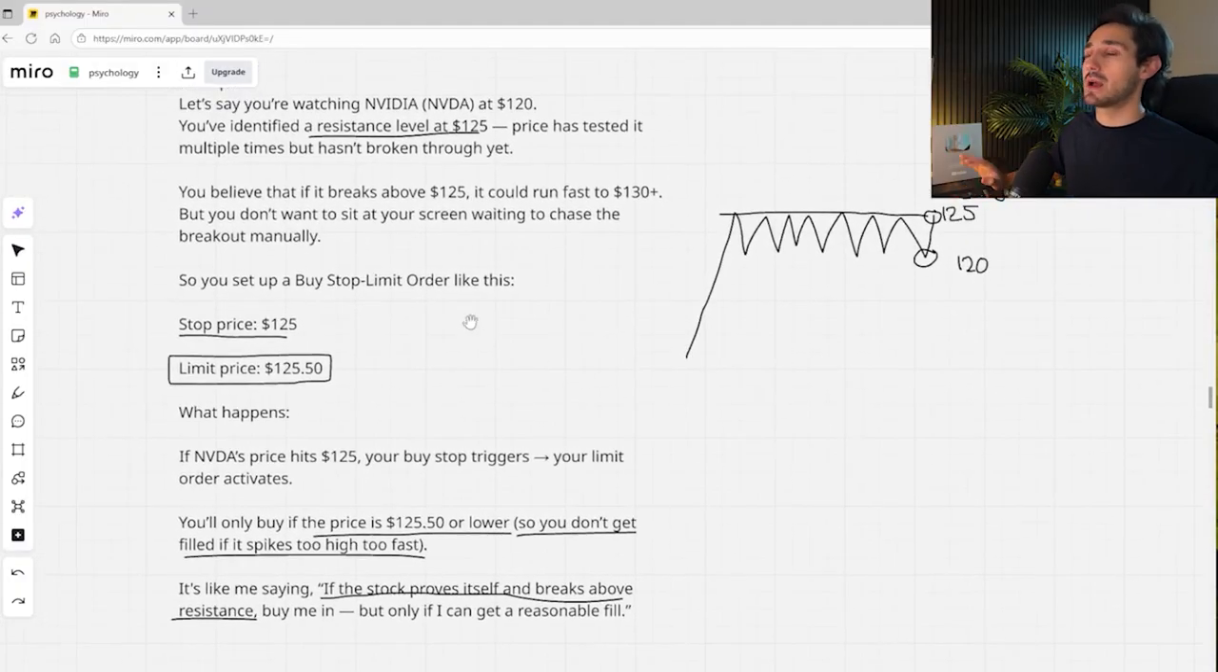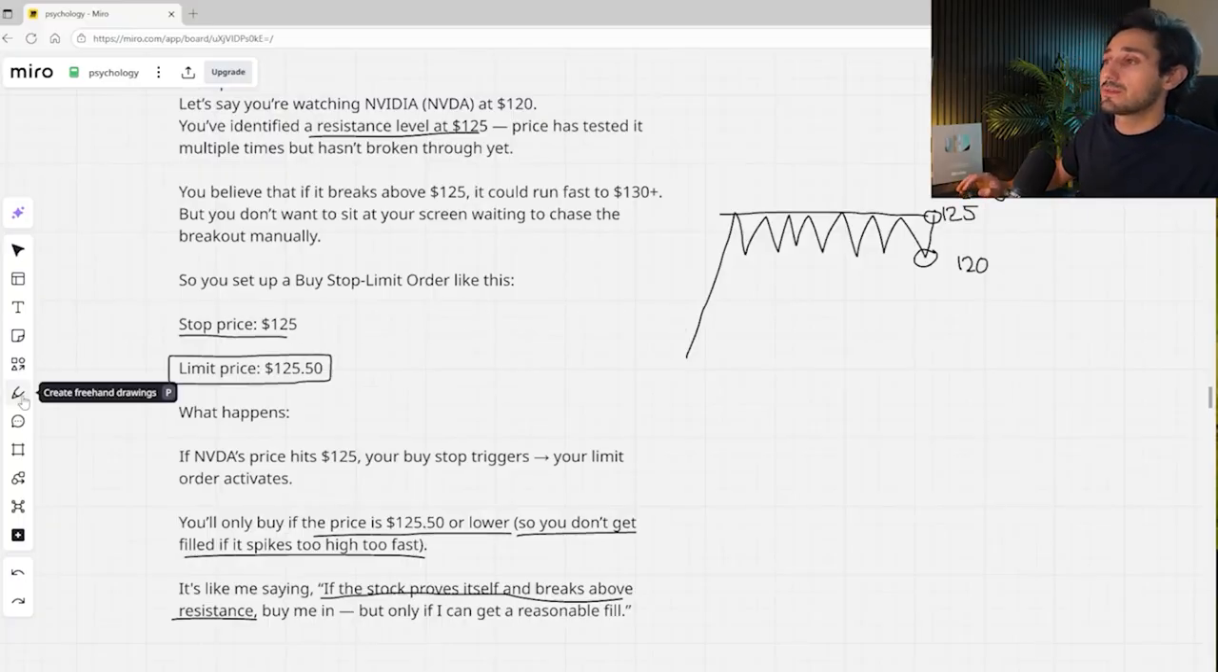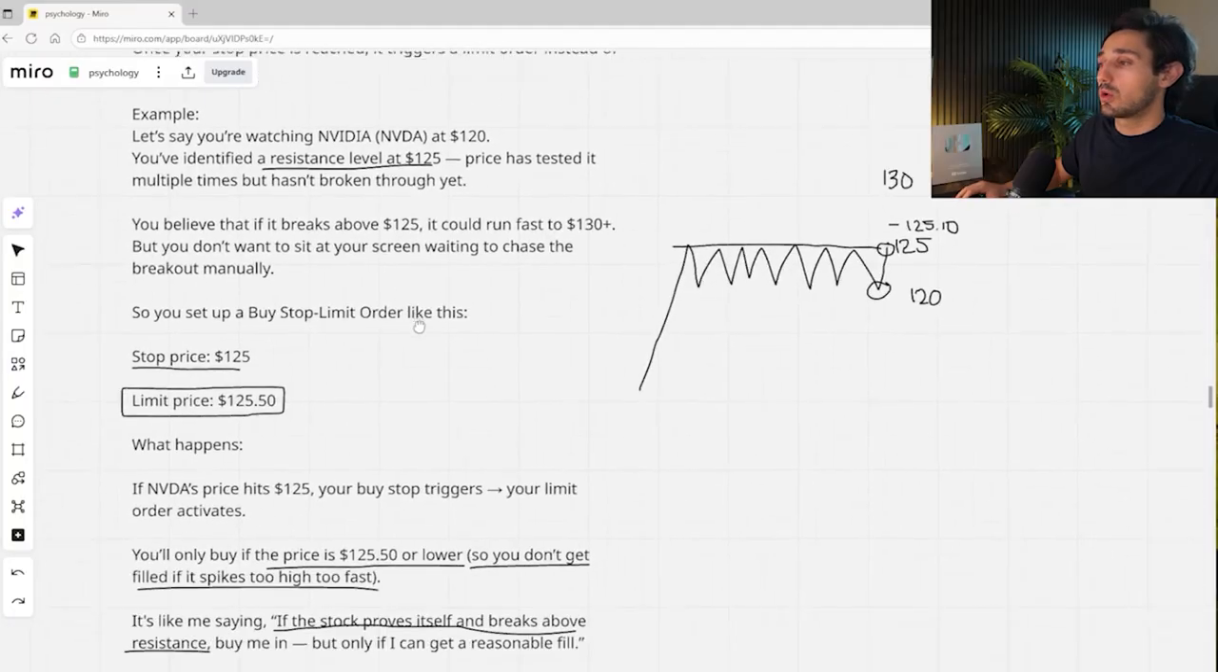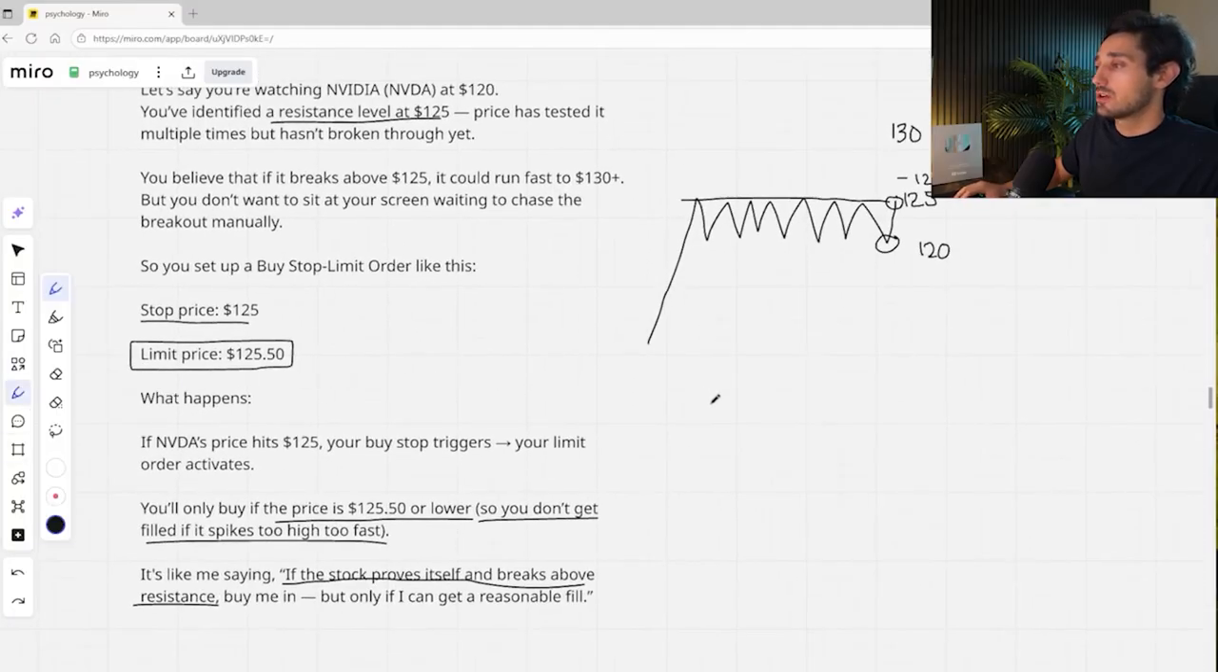In summary, I know that might be a little bit confusing. Whenever you're placing this type of stop limit order, your platform is always going to ask you, what's your stop price and what's your limit price? So you have to put in the stop price first. In this case, I want to potentially get in if it breaks above this resistance. If it breaks above 125, that's the trigger for my setup. I want to get in. So your stop price would be 125.